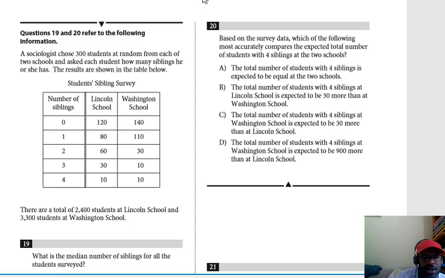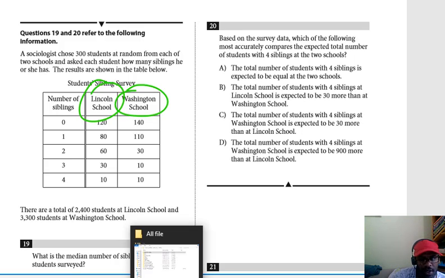A sociologist chose 300 students at random from each of the two schools. We have two schools here. Each student was asked how many siblings he or she has. Here is the result. There are a total of 2,400 students at Lincoln School and 3,300 at Washington. Okay, so what's the first question?